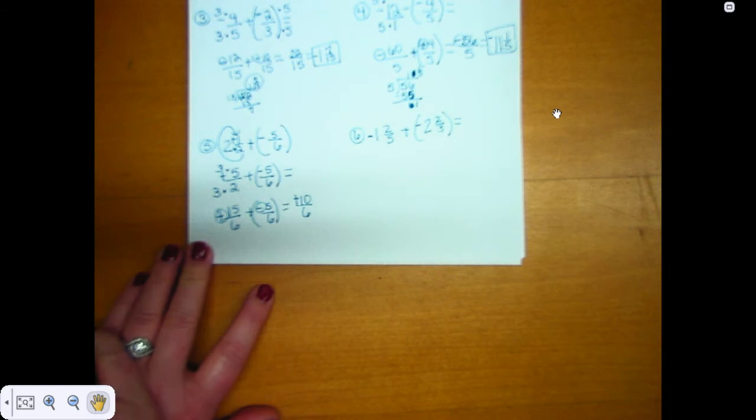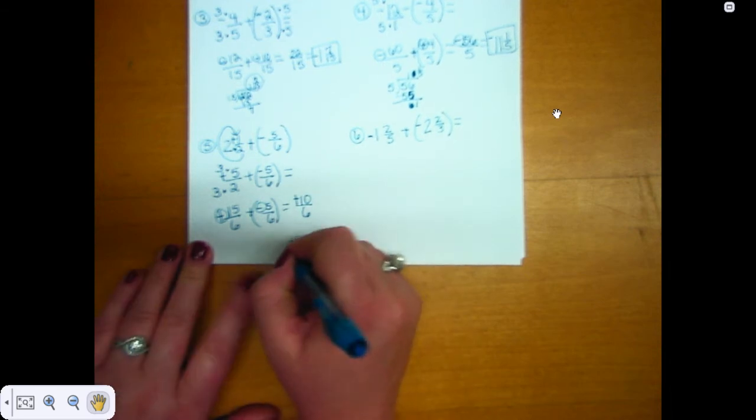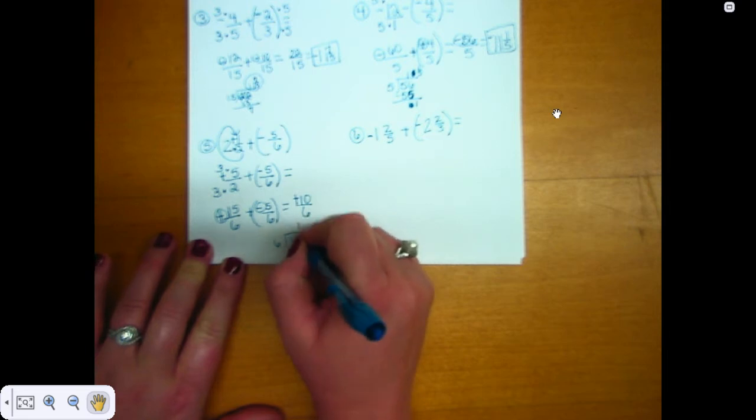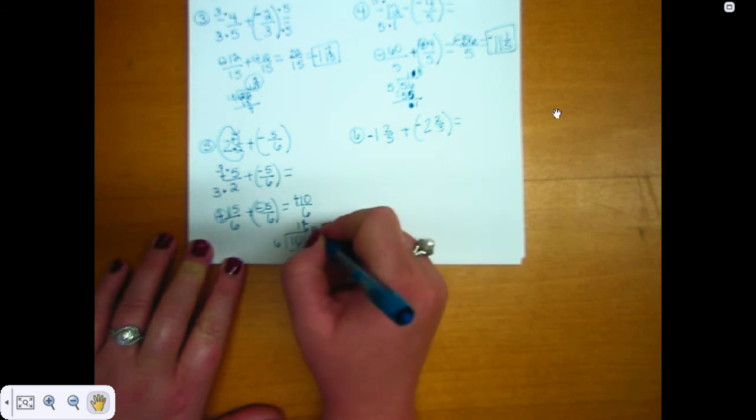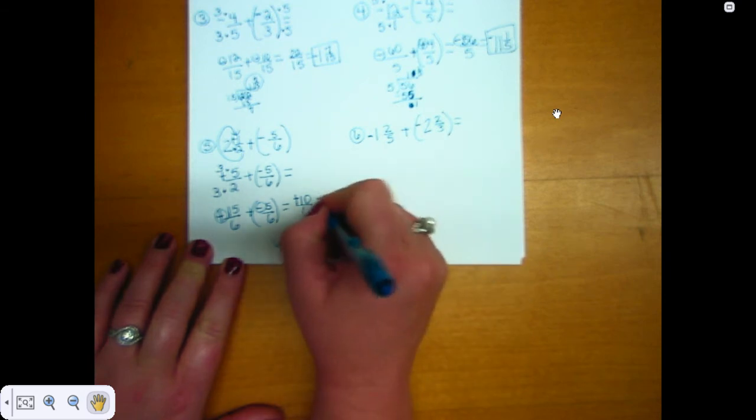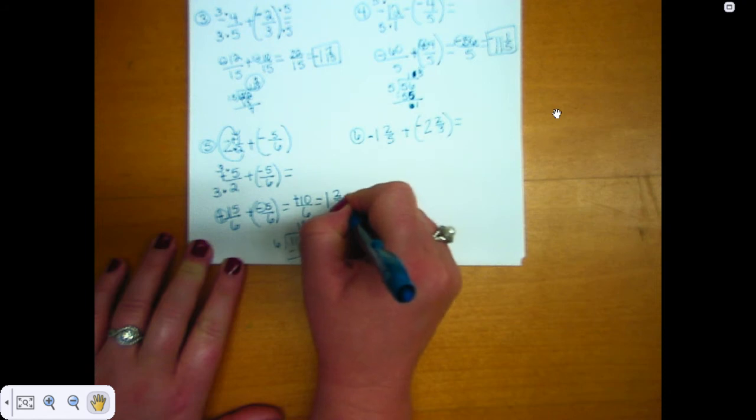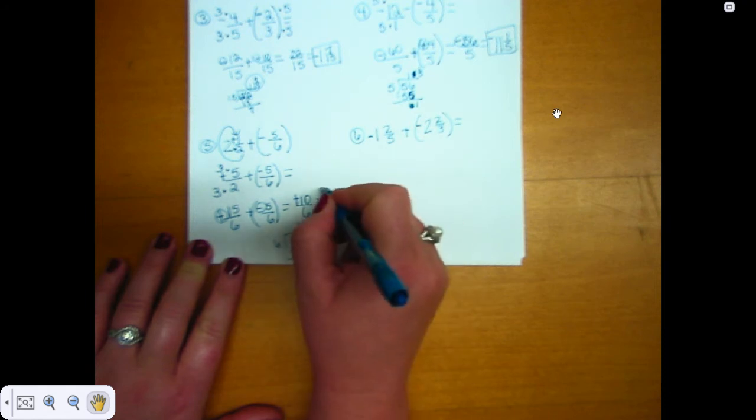Now I can't leave this like that. So 10 divided by 6 is 1. I'm left with 4, which is 1 4/6. And I know I can reduce that by 2, so it is equal to 1 2/3. And it is positive.